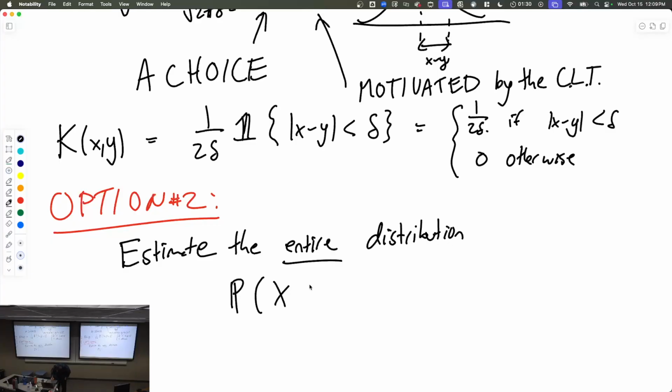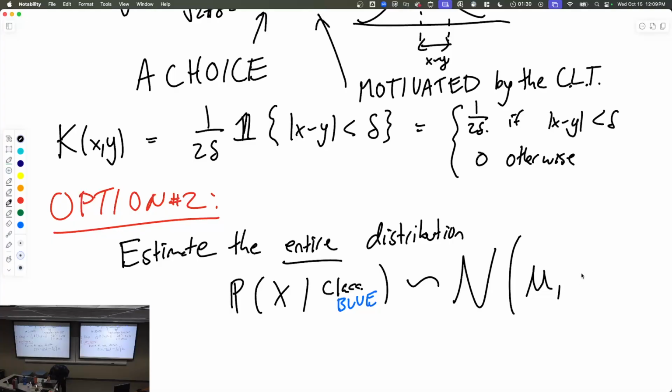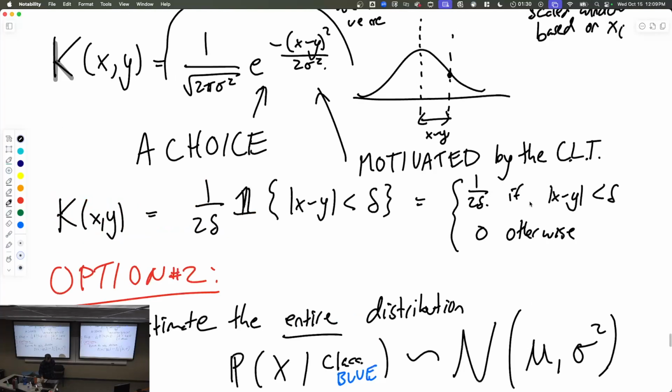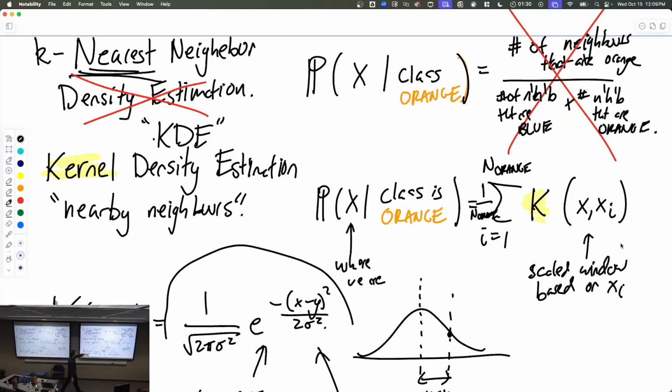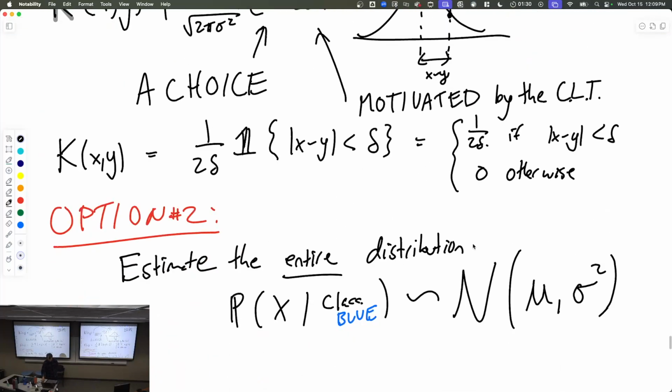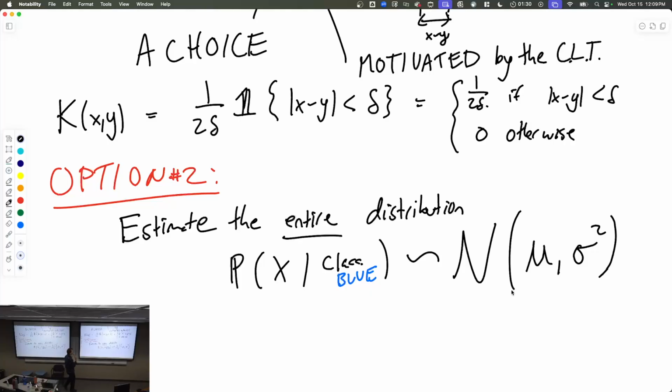P of X given class, I guess I'm doing it with blues first, class blue equals some Gaussian. Sometimes in probability, you write these little tildes to mean make it like a Gaussian. So you'll say Gaussian with some mean and some sigma squared. So in other words, before I had the little individual points, had a little Gaussian kernel, and I added up the Gaussian kernels over all the individual points. And now I'm saying take all the points together as a whole and try to fit one single Gaussian to the entire thing. So both of these you could say are a Gaussian method.